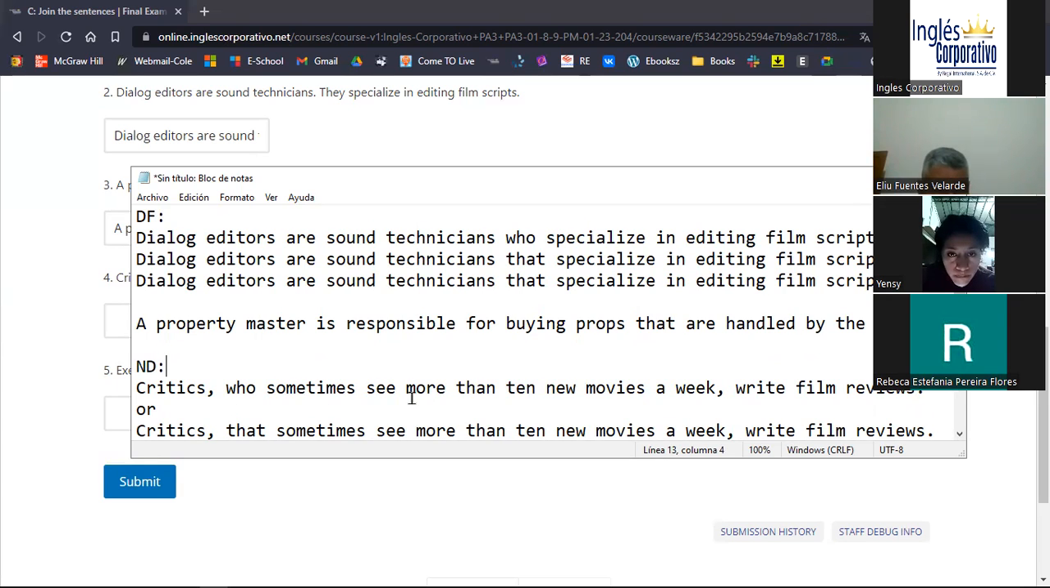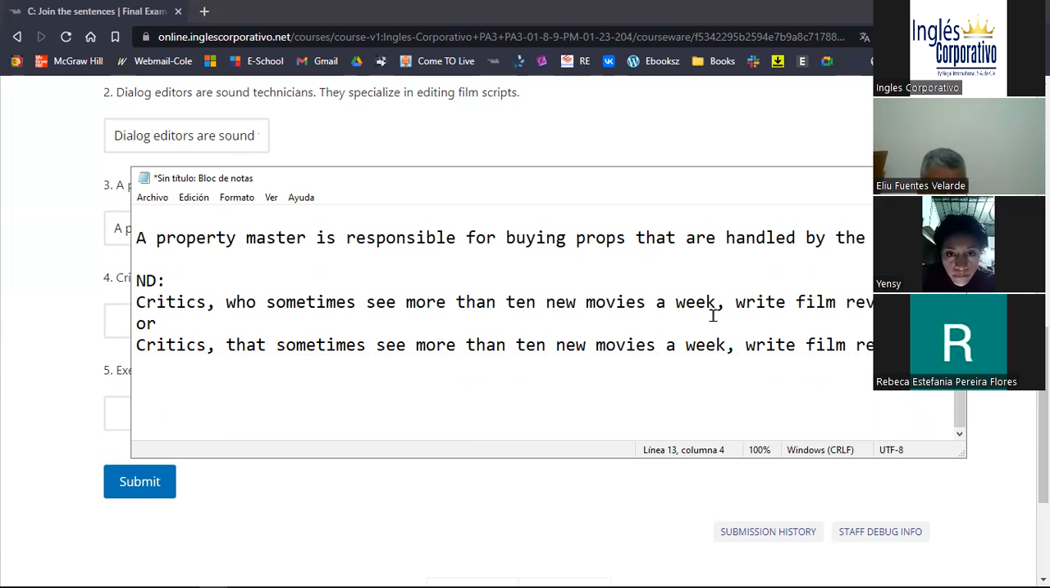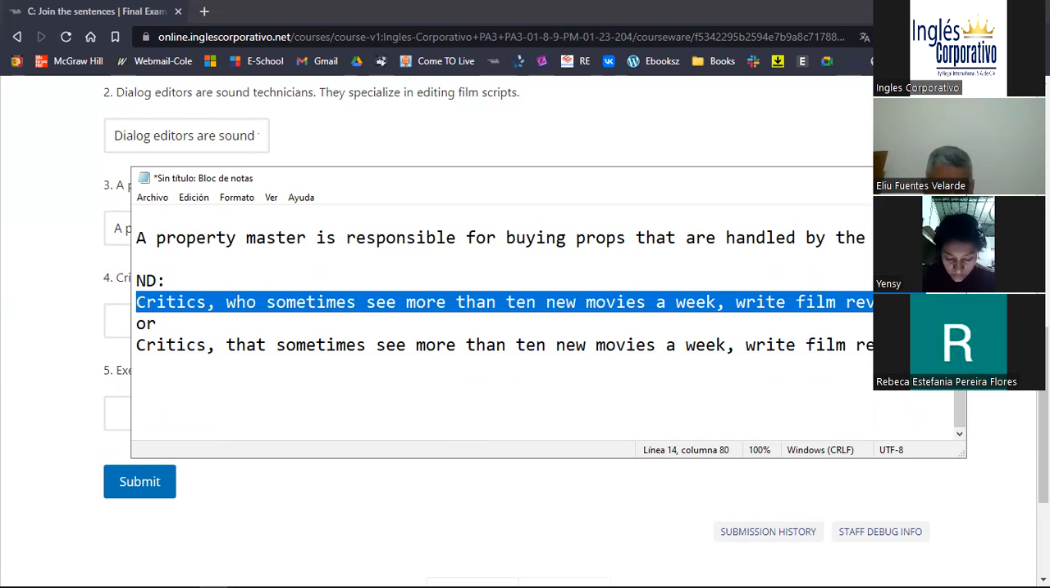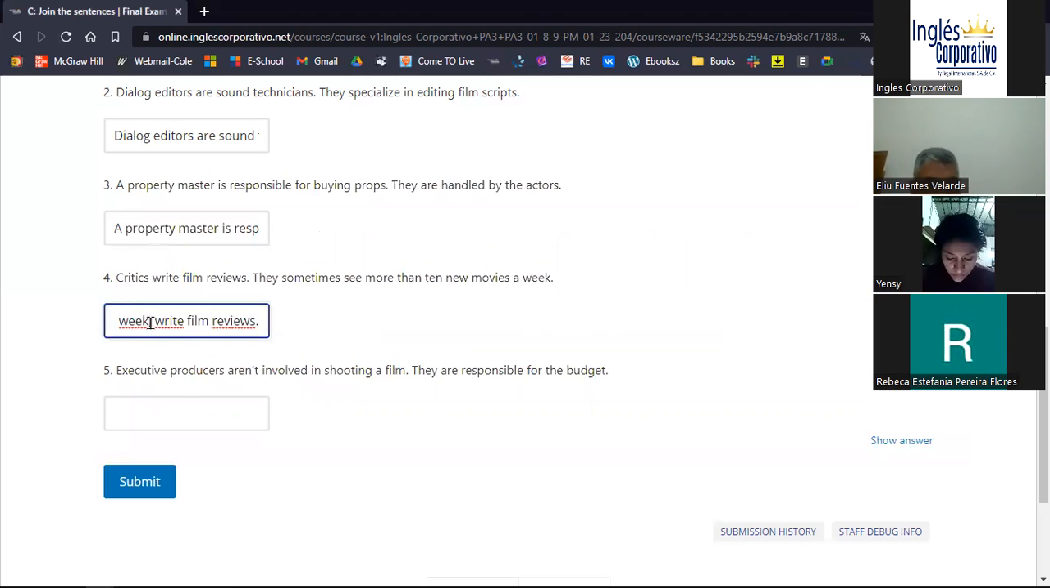Critics who sometimes see more than 10 movies a week write film reviews, or critics that sometimes see more than 10 movies a week write film reviews, okay? So in that case, you can use either or. O la una o la otra, right? And what about the last one?